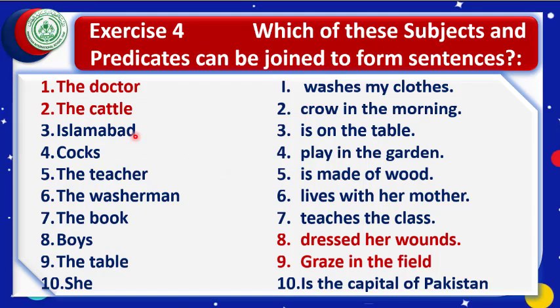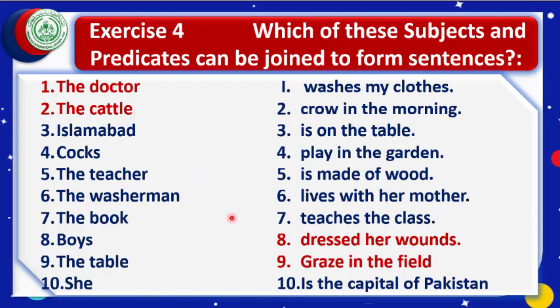Islamabad. With this subject, we shall try to find out a suitable predicate. We shall check all one by one by leaving these two, because we have used number 8 and number 9 already. We can leave these two now. We are looking for a predicate to join with Islamabad. If we look here, Islamabad is the capital of Pakistan. This is the correct option.